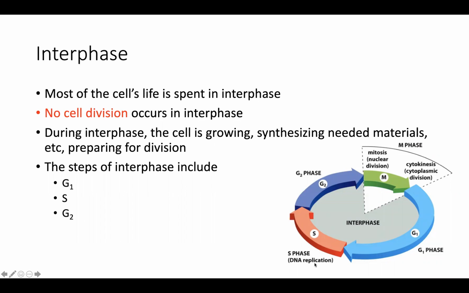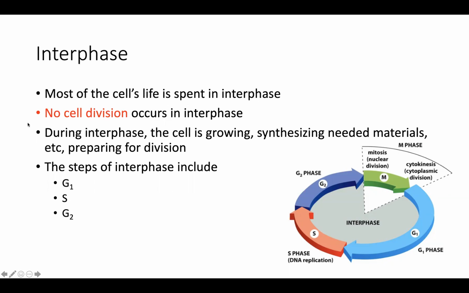So remember, the goal here is to create two new cells. In order to create two cells that are identical, we've got to duplicate whatever's here already. So during S phase, we're duplicating our genetic material. We're duplicating the number of chromosomes that are present, so that when we get around here to M phase, this cell can divide into two new cells, and both of those cells are going to have the same genetic material that the parent cell started with.